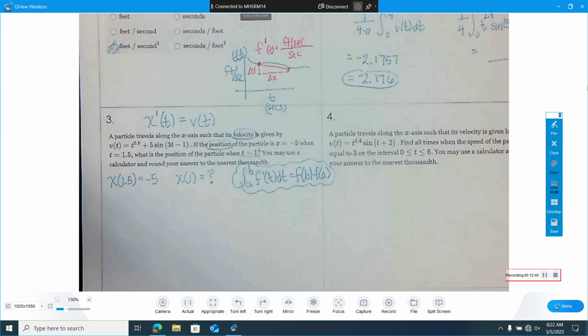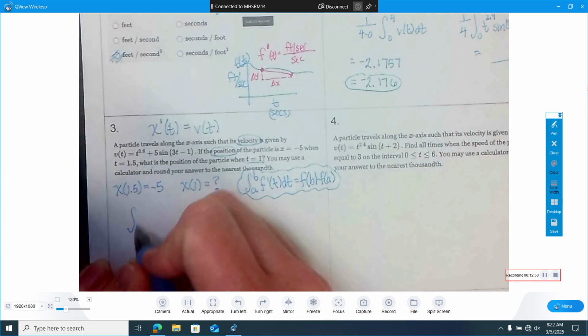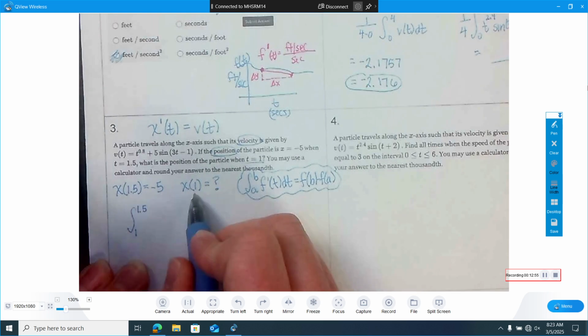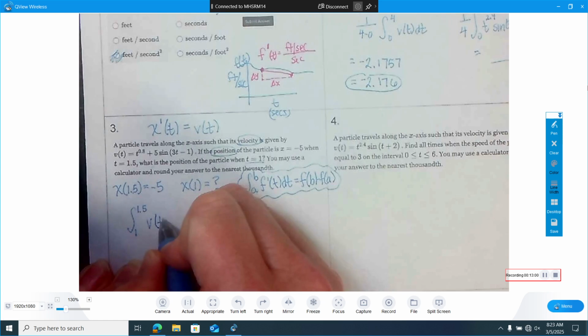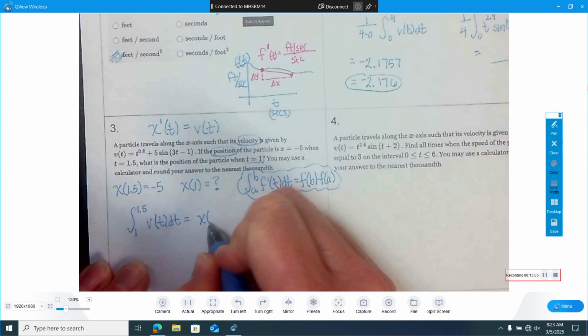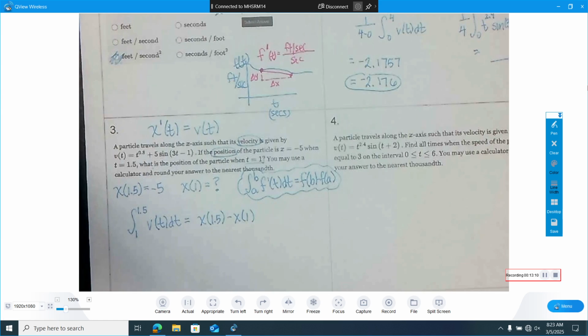We're starting with velocity. And if I integrate velocity, that's going to give me position. Okay? So I'm going to write that down. If I say I have my integral from 1 to 1.5, because those are the time values they're giving me, if I integrate velocity, that's going to equal x of 1.5 minus x of 1. The antiderivative of velocity is position. All right, this is just the fundamental theorem of calculus again.